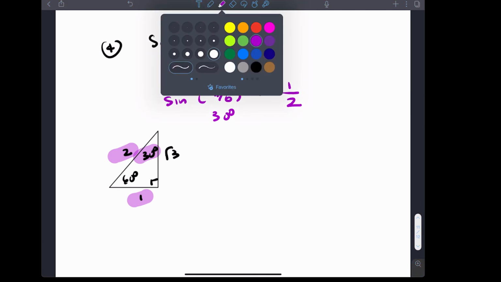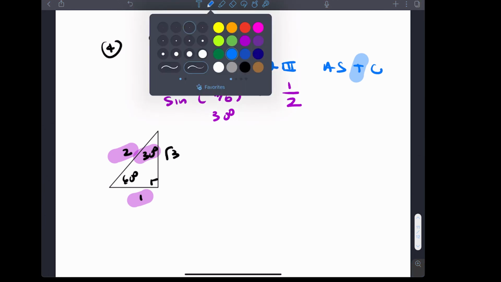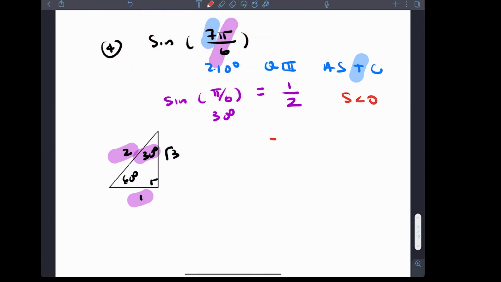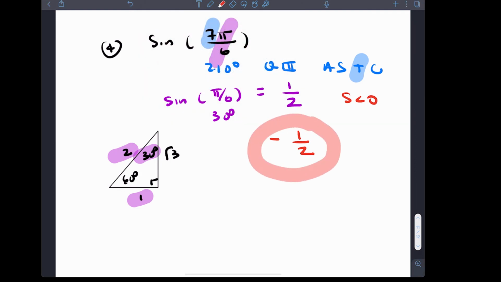However, now, don't we need to deal with a multiple? What's 7? 7 times 30 is 210. What quadrant is this in? Quadrant 1, quadrant 2, or quadrant 3? All students take what? Calculus. Isn't this T in quadrant 3? So what does that mean about sine? Sine is what then? So the final answer is negative what? 1/2. And that's how you deduce this.